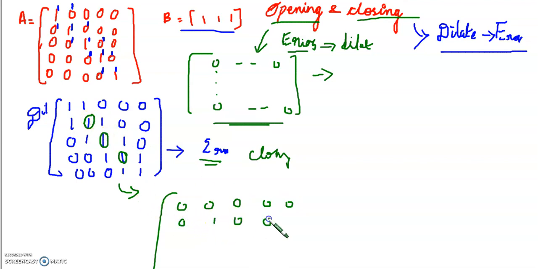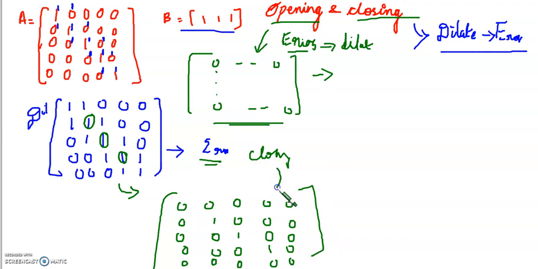1, 0, 0, 0. Then here I will be having a 1. All others are 0: 1, 0, 0. Then here I will be having a 1: 0, 0, 0, 1, 0. Then the last row, there is no overlap, so all will be 0: 0, 0, 0, 0, 0. So this will be the result of closing, that is dilation followed by erosion. That is all about opening, closing, erosion and dilation.